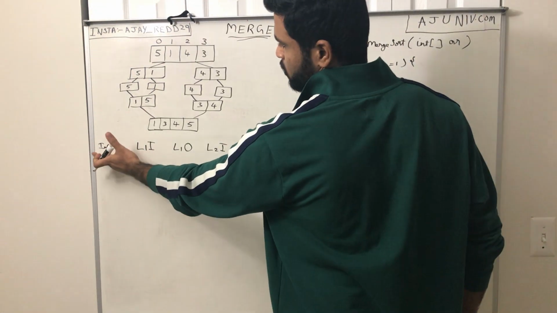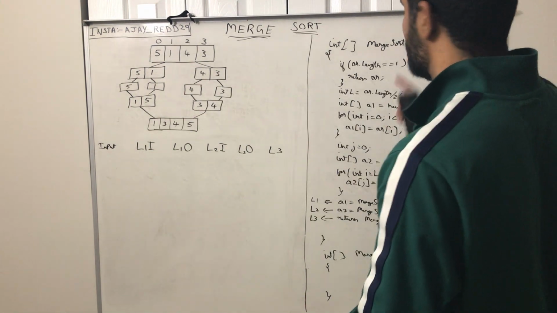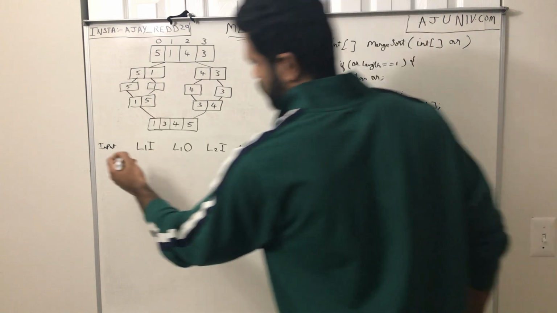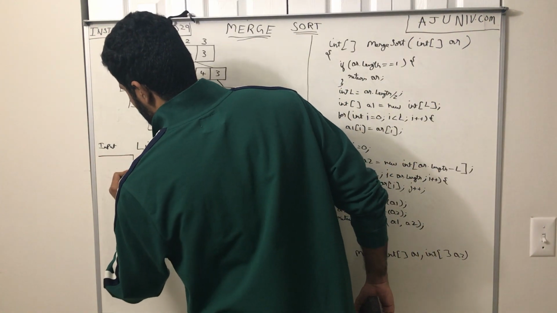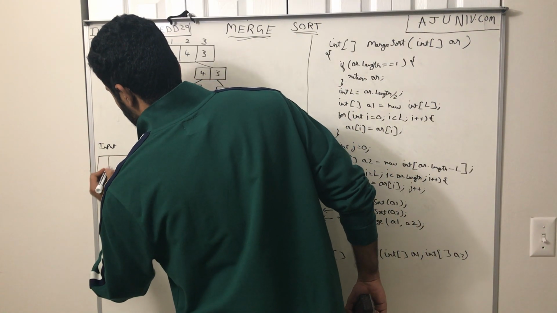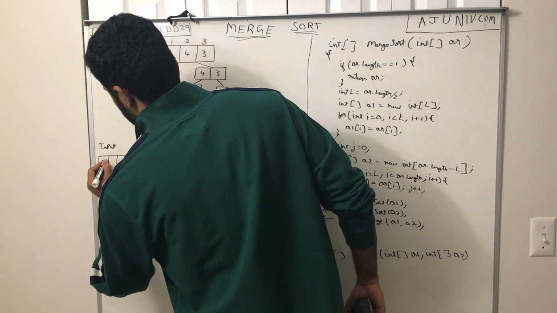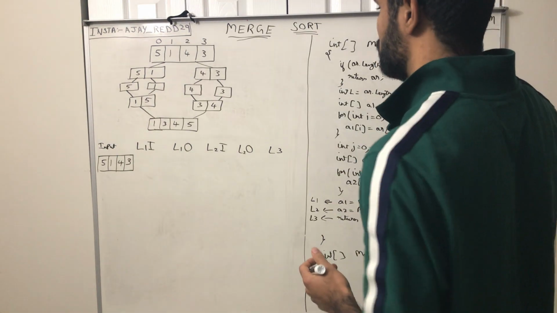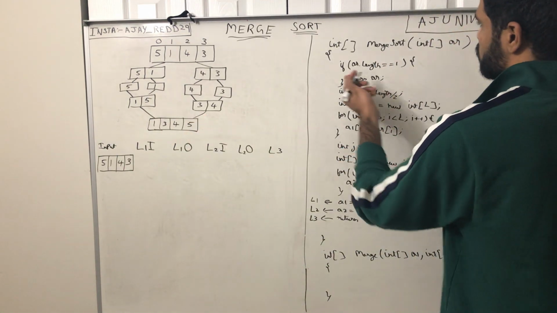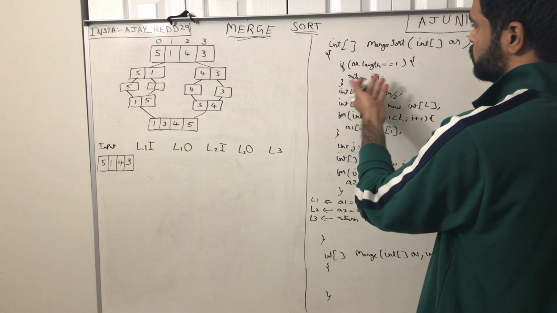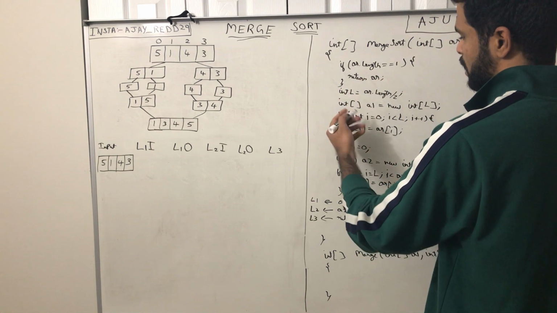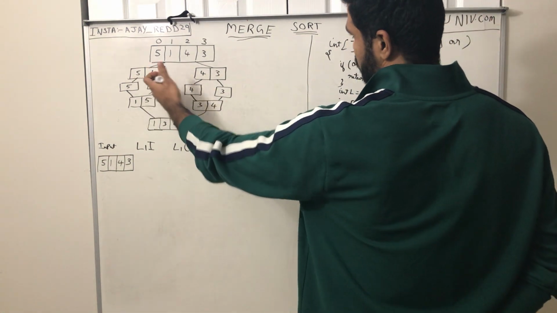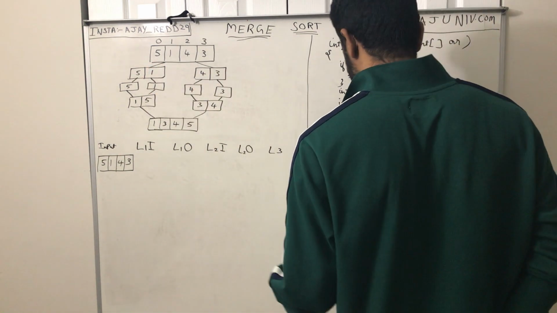This is nothing but the input that I am passing for the first time. The first time, I am passing the input as this array, which is 5 1 4 3. Now it checks array.length, it's not equal to 1. Now it splits into two subarrays A1 and A2. In A1 I'll have 5 and 1, and in A2 I'll have 4 and 3.